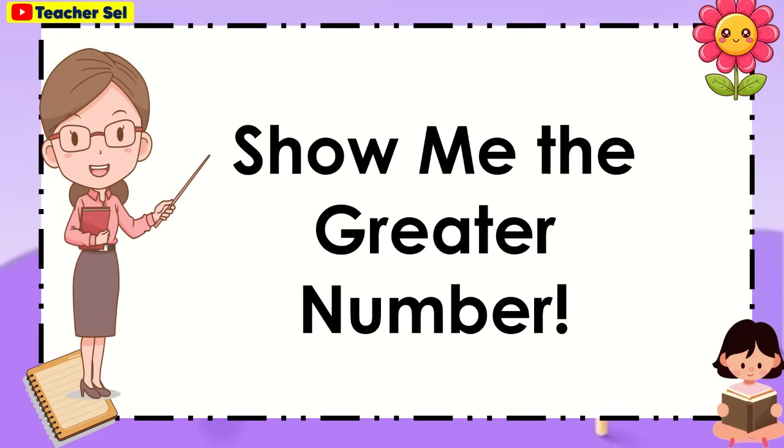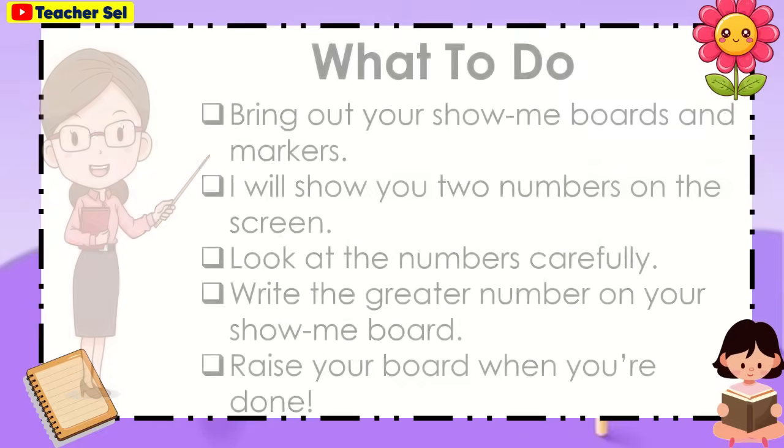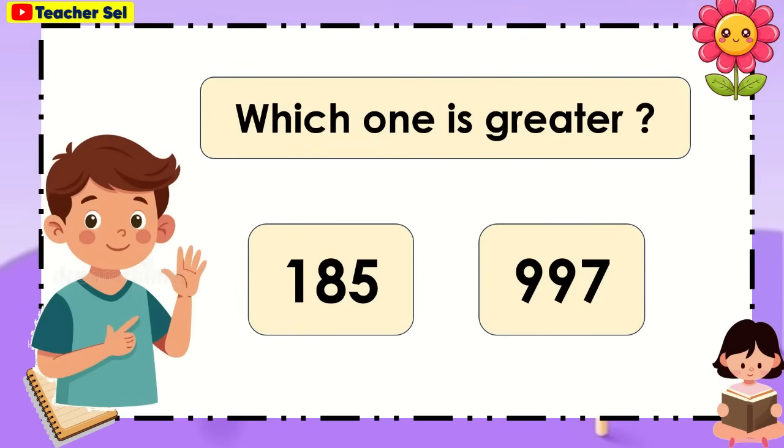Show me the greater number. Bring out your show me boards and markers. I will show you two numbers on the screen. Look at the numbers carefully. Write the greater number on your show me board. Raise your board when you're done. Which one is greater? You're right, it's 997.